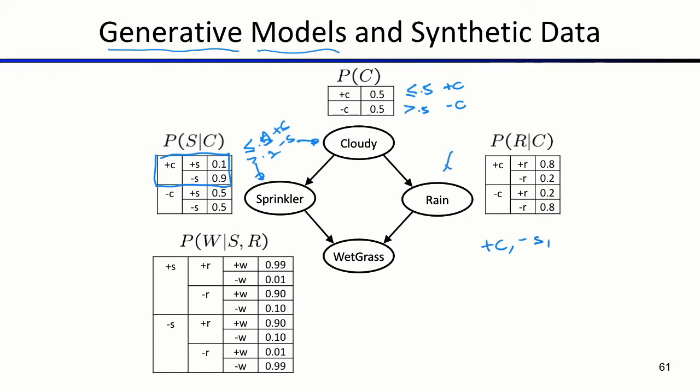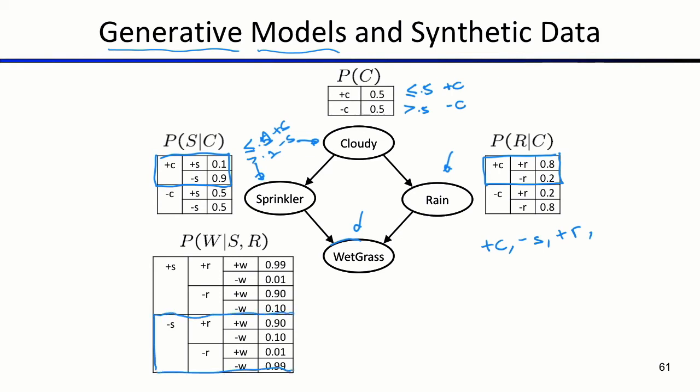I go to the next node, which is rain, and I use the information that we sampled the value plus C for the variable C. Now we use the random number generator to sample another value, but now for the variable R. Let's suppose that the number is, I don't know, 0.5, so the outcome here is going to be plus R. And I move to my last node, which depends on S and on R. We know that we have minus S, so we are in this area here.